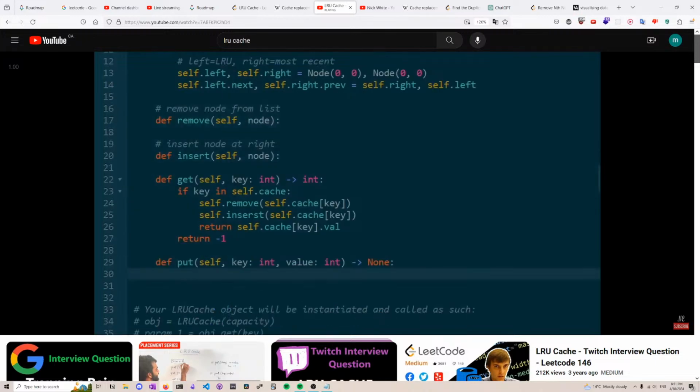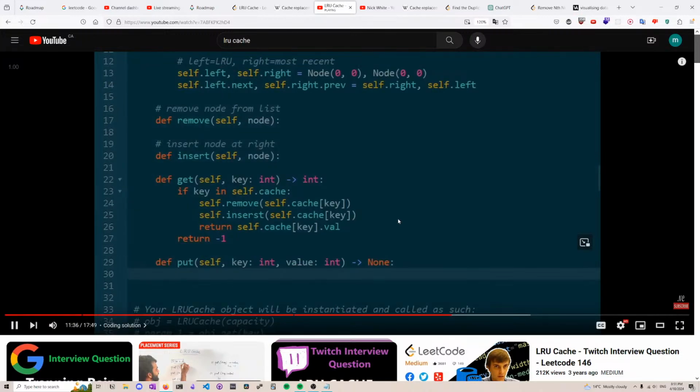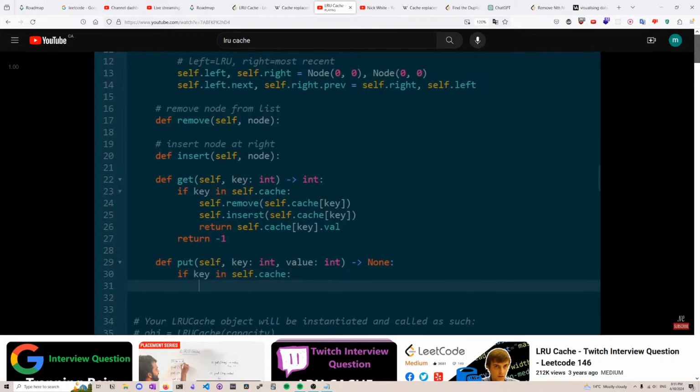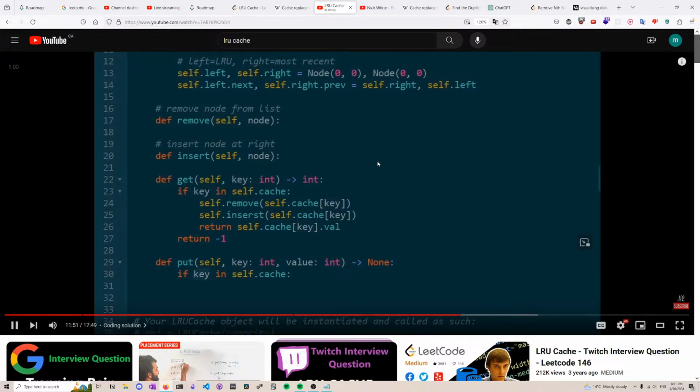So now when we actually look at our put function, let's remember that if we have a key that's already in our cache, that means that a node already exists in our list with that same key value.